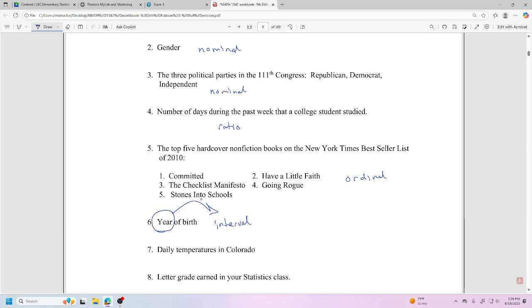So temperatures in Colorado. Let's just be clear here. Interval again, because they can be negative or positive, right? What if I had replaced it with Texas? What do we got now? Ratio, exactly. Don't go below 0.